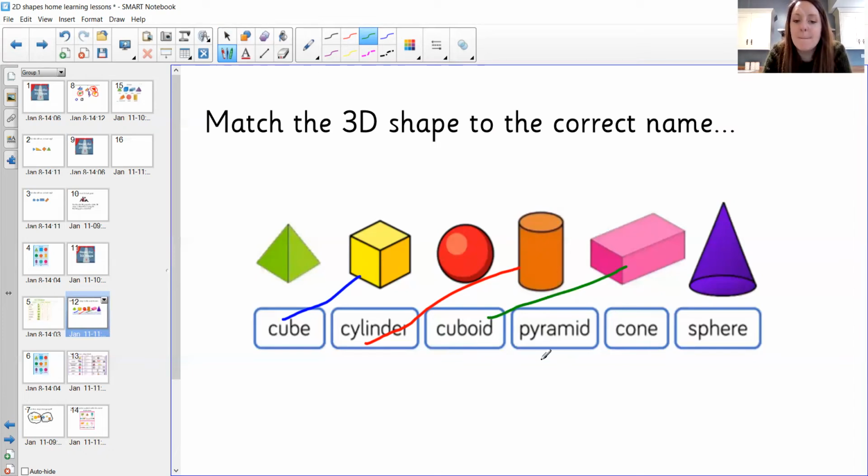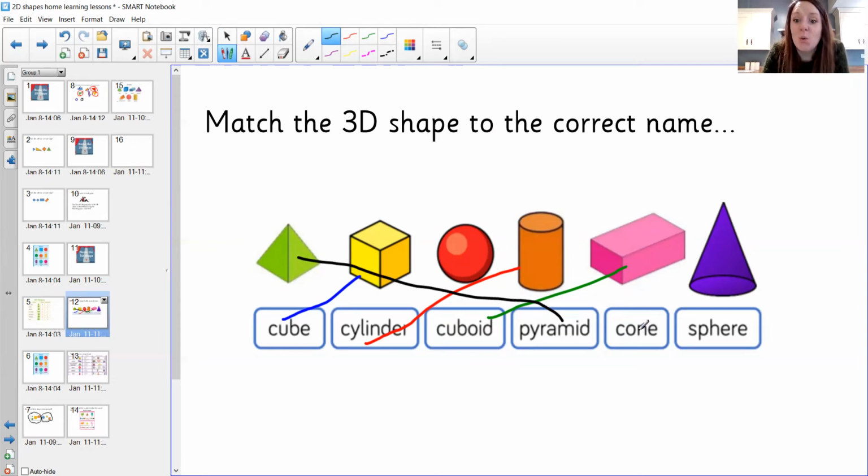Okay, next one says pyramid. Pyramid. Which one of these is the pyramid? Look at those shapes again. Which one is a pyramid? You know which ones it's not because we've already found the cube and the cylinder and the cuboid. Which one is the pyramid? I hope your finger's drawn a line all the way over here. This green pyramid over here, that is the pyramid there. Looks like it's a square base one again.